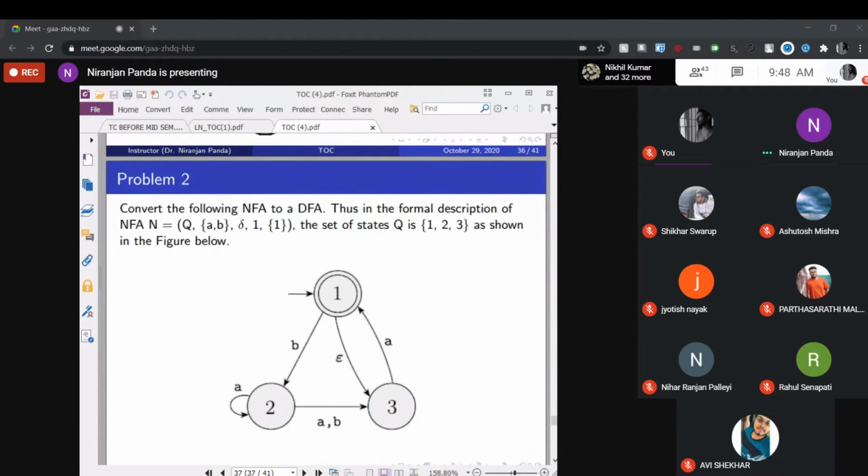Did anyone have any problem understanding? Any doubt from anyone else? Rahul Senapati: No, sir.